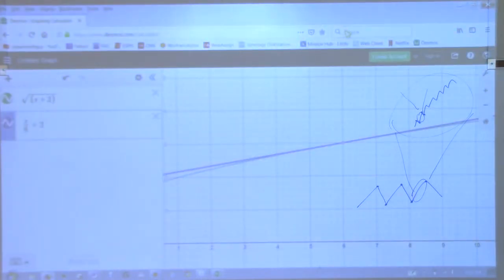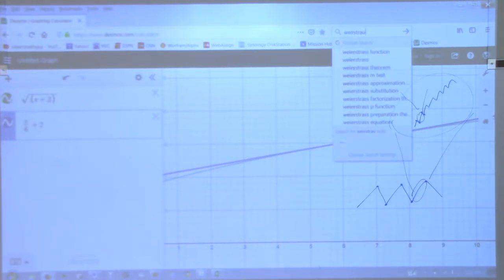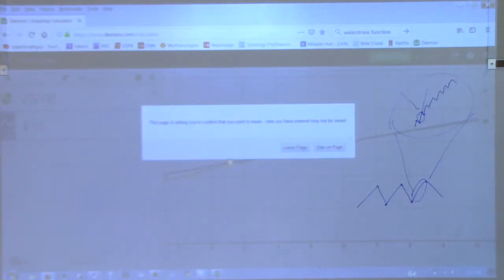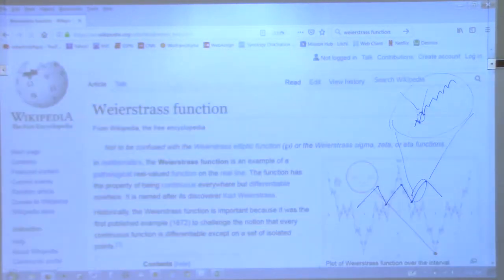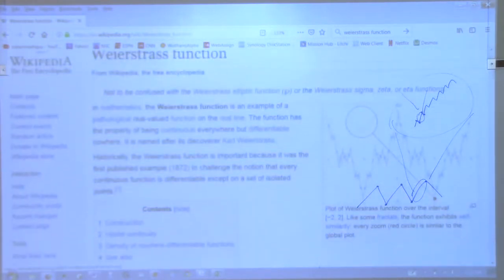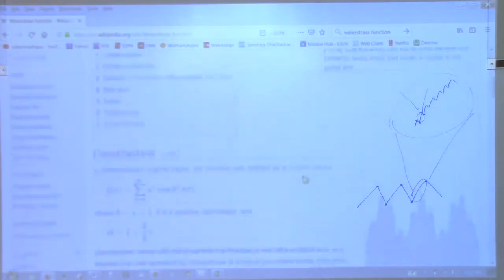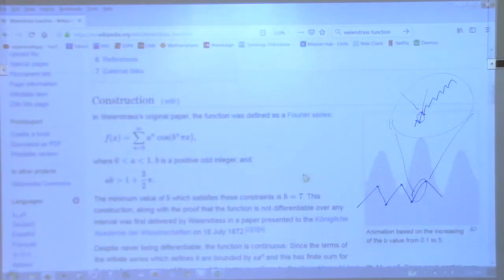Would y'all like to see what the function looks like? Yes. The Weierstrass function. There we go. Oh, okay, that's a pretty good picture of it. Do y'all see it right there? Yeah. Where is it? Oh, there it is.